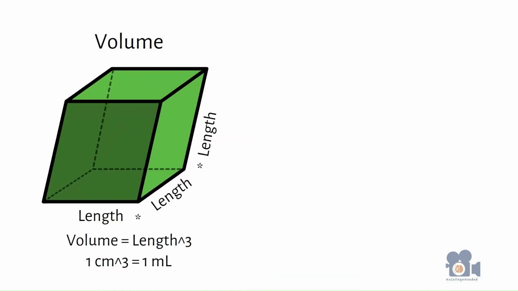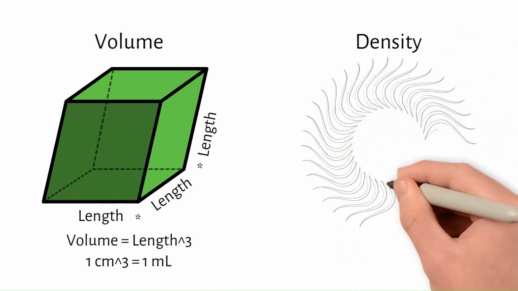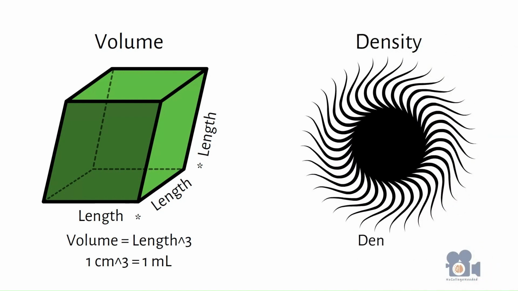Other measurements include volume, which is length cubed, oftentimes with centimeter cubed, which is equal to a milliliter, and density, which is the mass of an object per unit of volume and can be found from the equation density equals mass divided by volume.